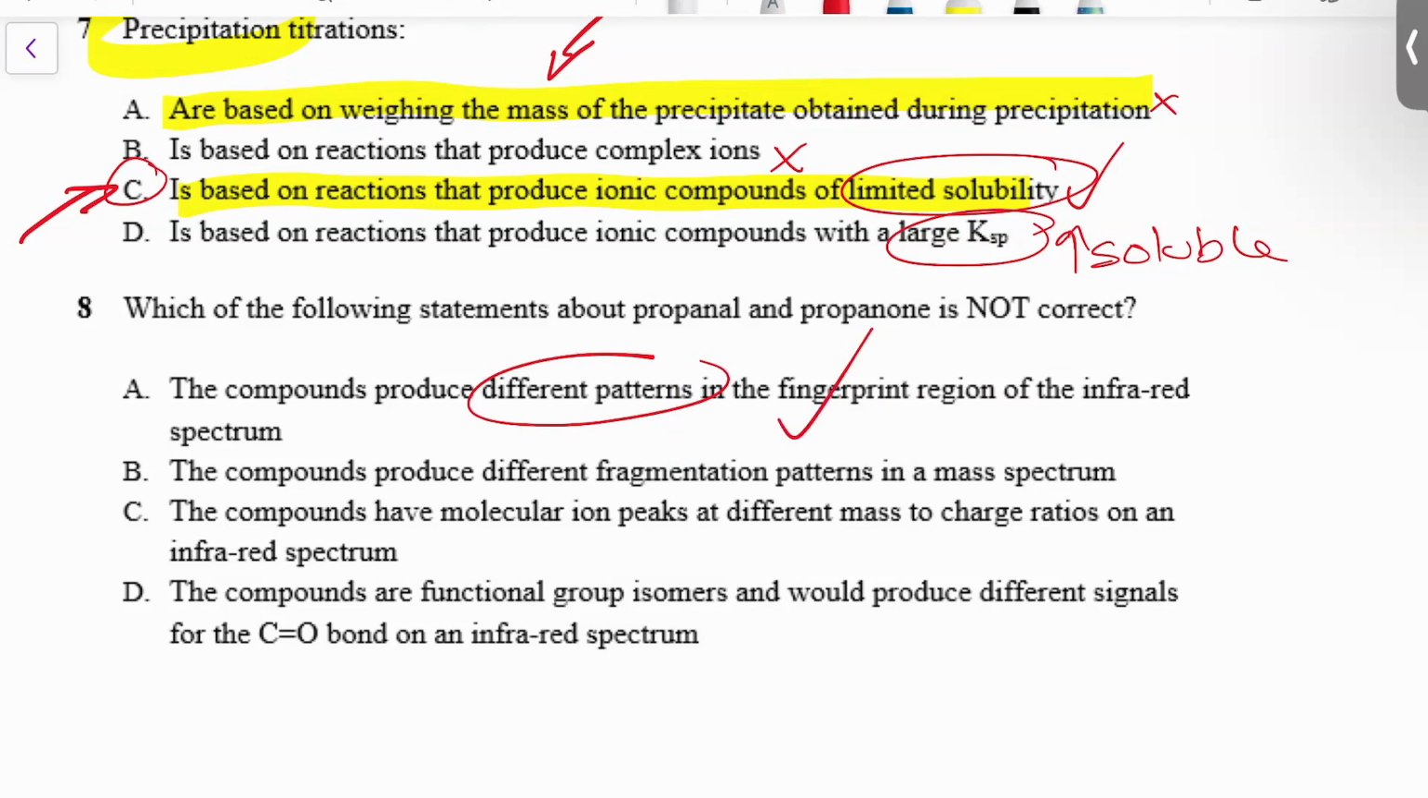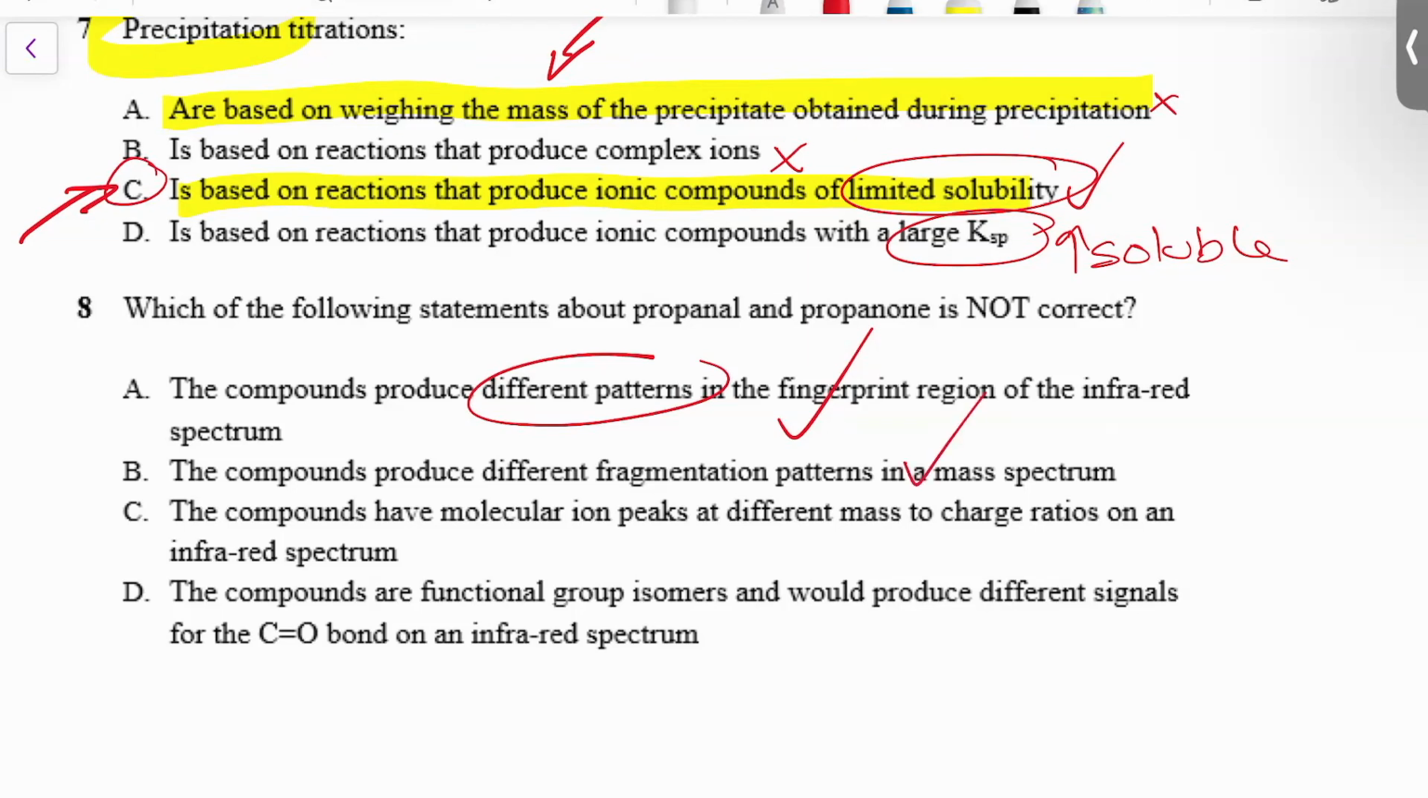That's actually correct. The question's asking you for incorrect. B, the compounds produce different fragmentation patterns in a mass spectrum. True or false? True, because they're just physically different. If they're physically different, they just break apart in different ways.